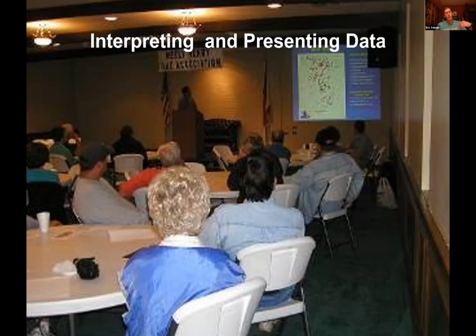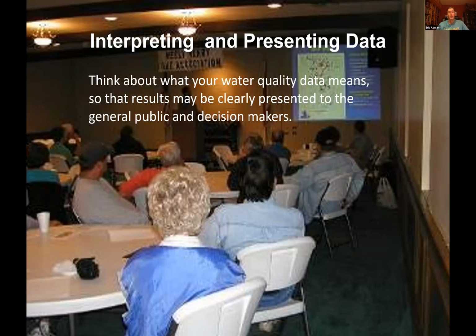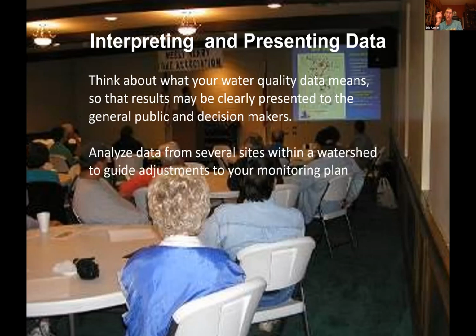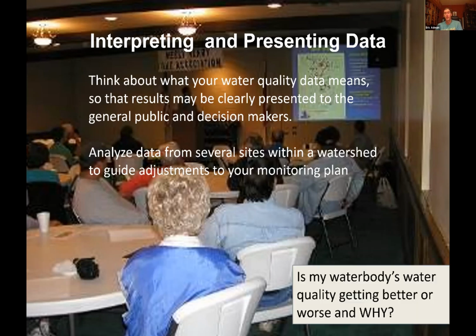Okay, so now you've gone through your process, you've collected your data, you've counted it, and now you're going to do something with it. This is what we call interpreting and presenting your data. Think about what it means, and how you want to use that information. You can also compare sites within a given watershed, which might help determine where you want to monitor, or what actions need to happen in that watershed. The question we're asking is, is my water body's water quality getting better or worse, and why?